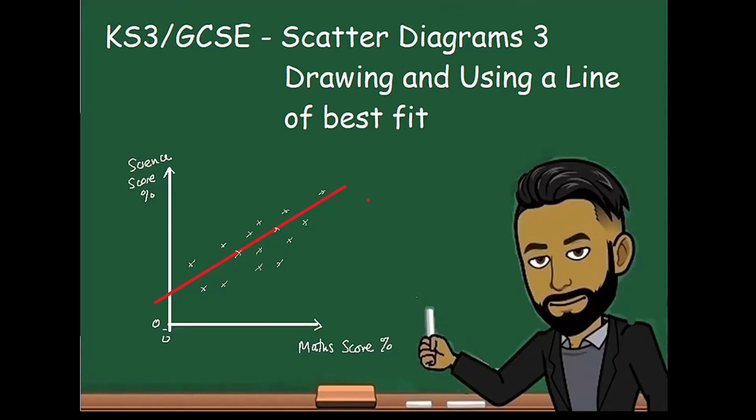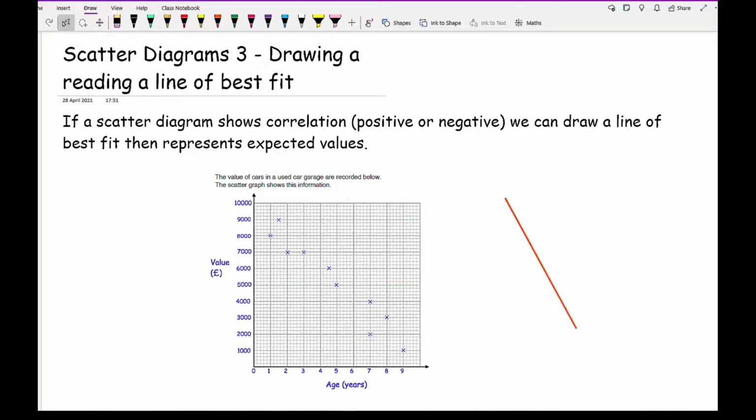So welcome everybody to another video on scatter diagrams, and in this video we'll be looking at drawing and using a line of best fit on your scatter diagram. So if a scatter diagram shows correlation, whether it be positive or negative, we can draw a line of best fit to represent the expected value.